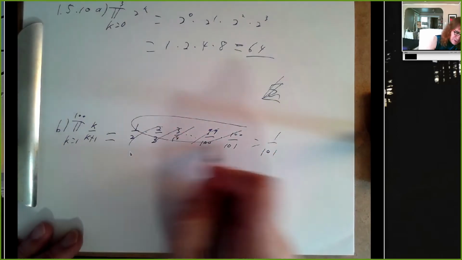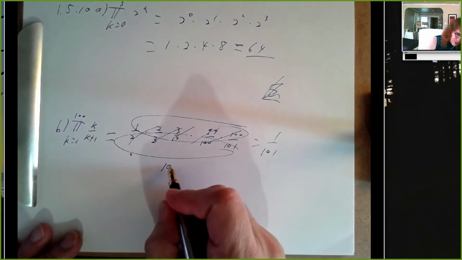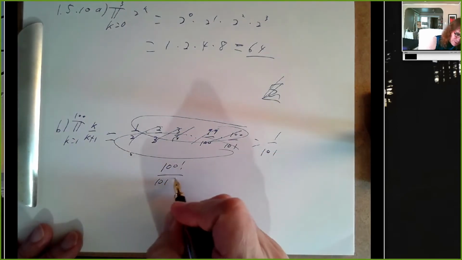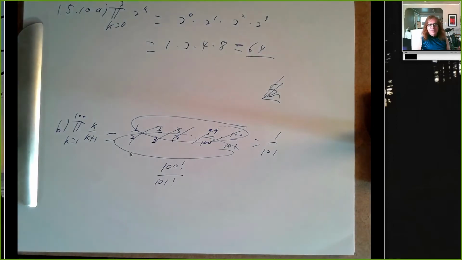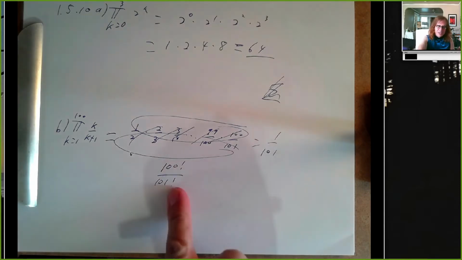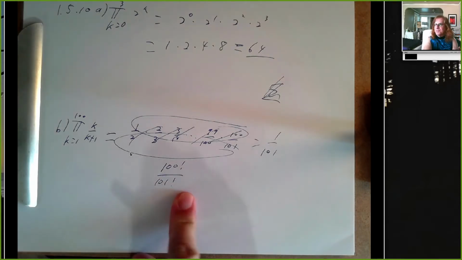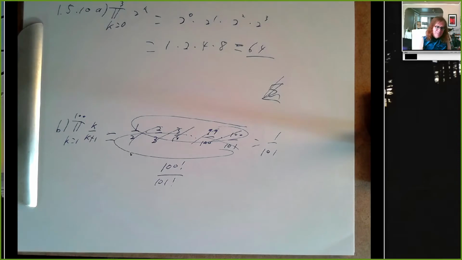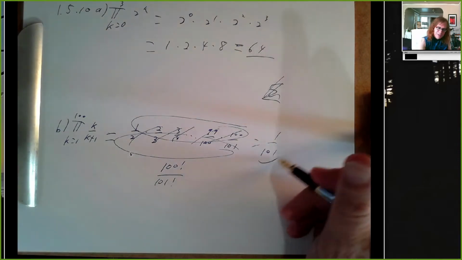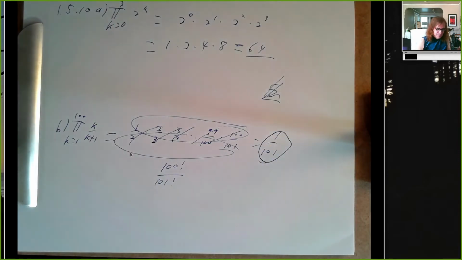You might also write this out as 100 factorial over 101 factorial, but you want to simplify that down. Factorials are usually very complex, and there's no way I'm going to do this on my calculator, right? My calculator blows up around 79 factorial. Do the cancellation. There's a nice simplified answer.